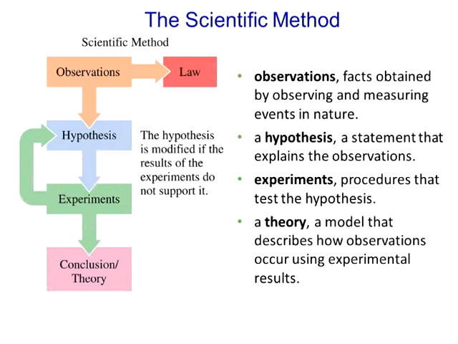A theory is a model that describes how observations occur using experimental results. So you use the experimental results to actually bring life, if you will, to the observations. Okay? So this is the scientific method, and it is a methodology that is used in chemistry, and is a methodology that students of chemistry are expected to learn and understand the definitions of.